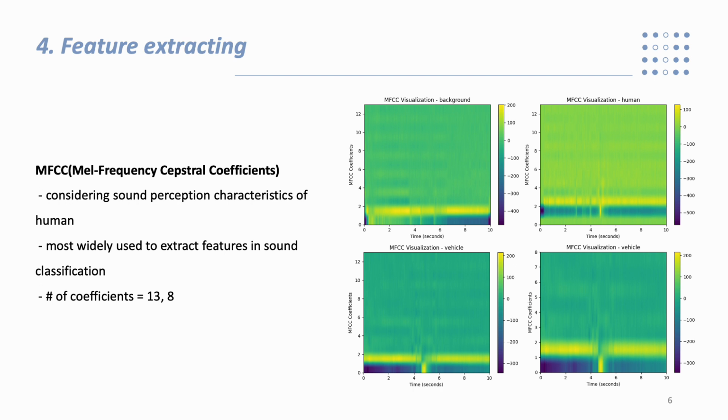The number of coefficients was set to 13, which is generally used, and it was also tried with 8 for parameter tuning. In the figure, the bottom left is when the number of coefficients is 8 and the rest is 13. Comparing the two below, it can be seen that the resolution is slightly different.